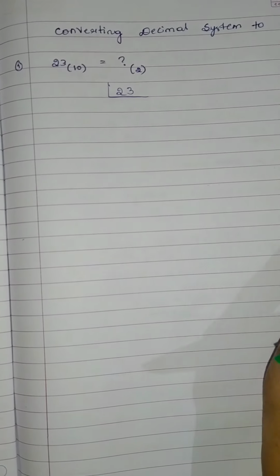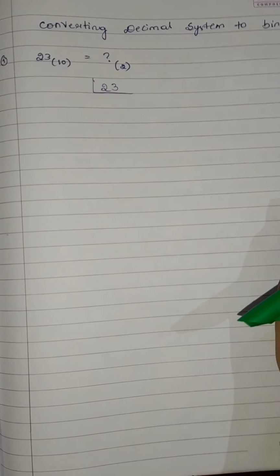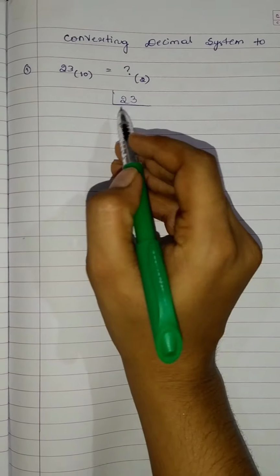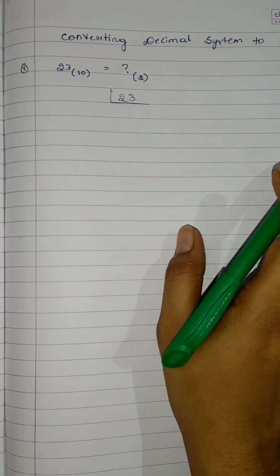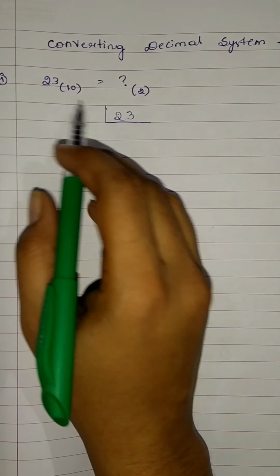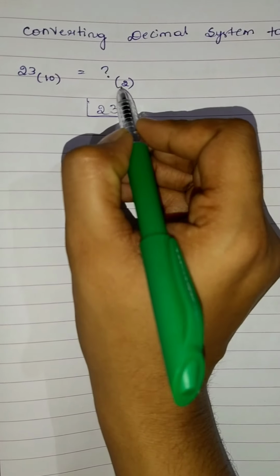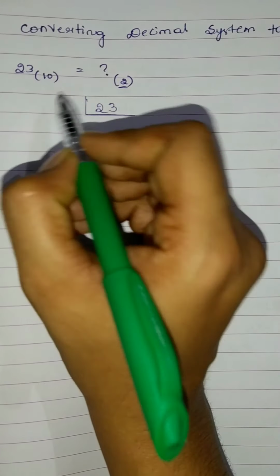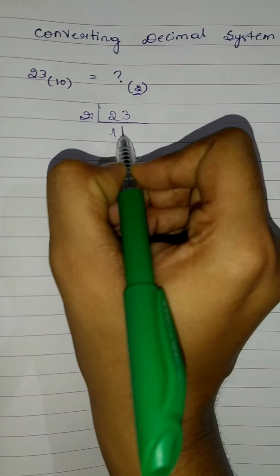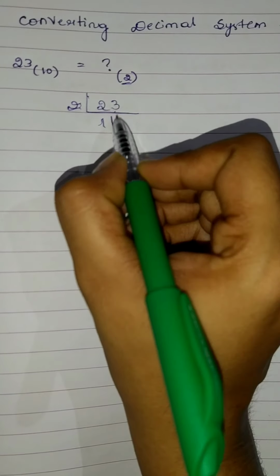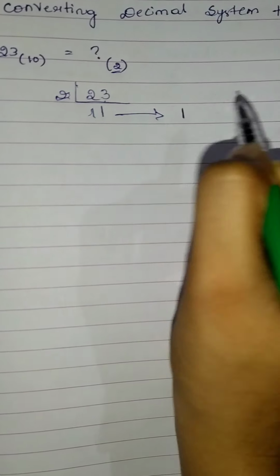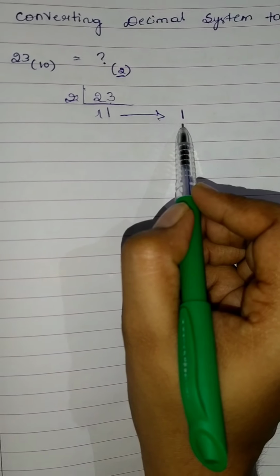You have to divide like this in conversions. Don't follow your traditional method of division. So 23 needs to be converted into the binary number system, so it must be divided by 2. 2 ones are 2, then 2 ones are 2. What is the remainder value? 3 minus 2 is 1, so the remainder becomes 1. This is considered as what?